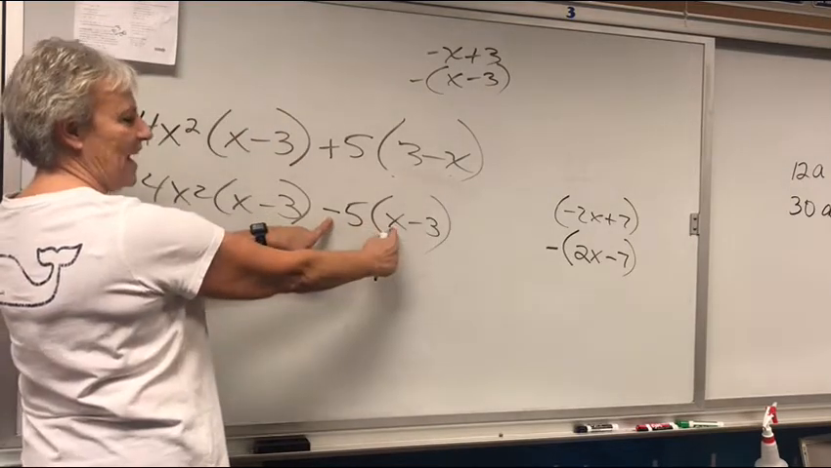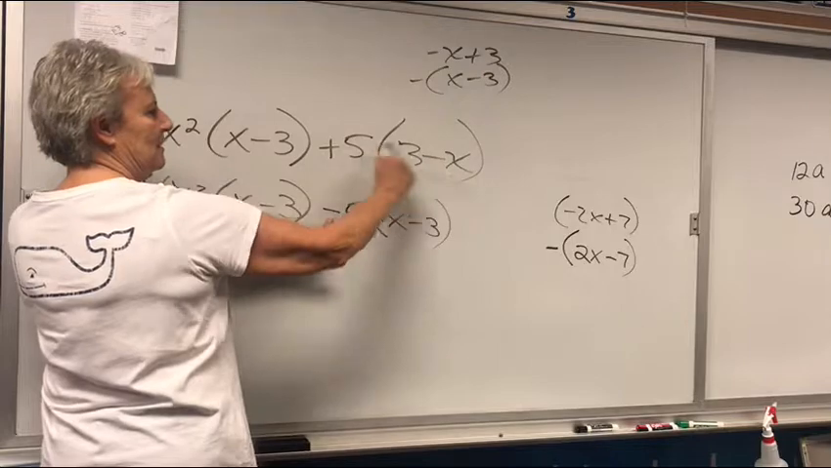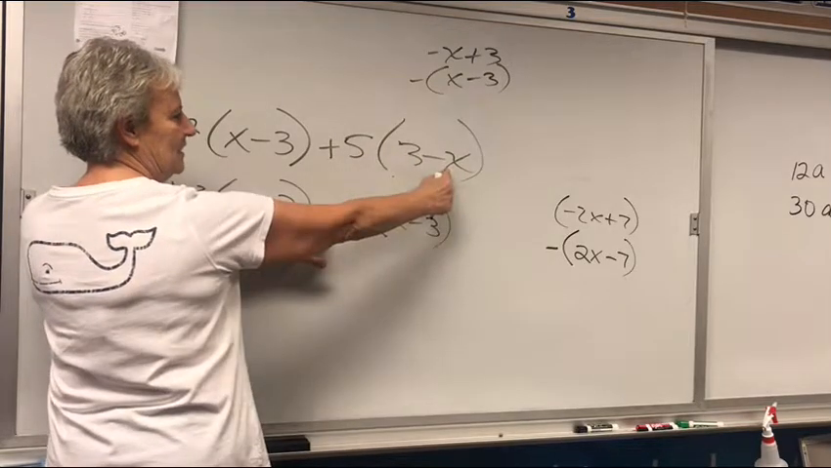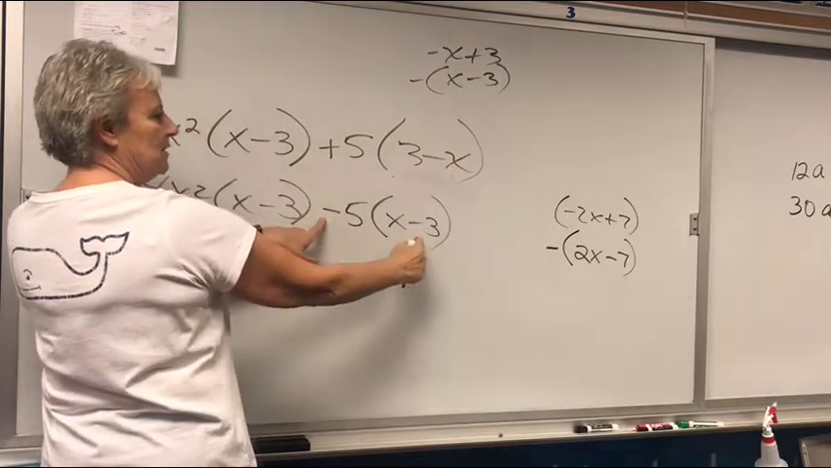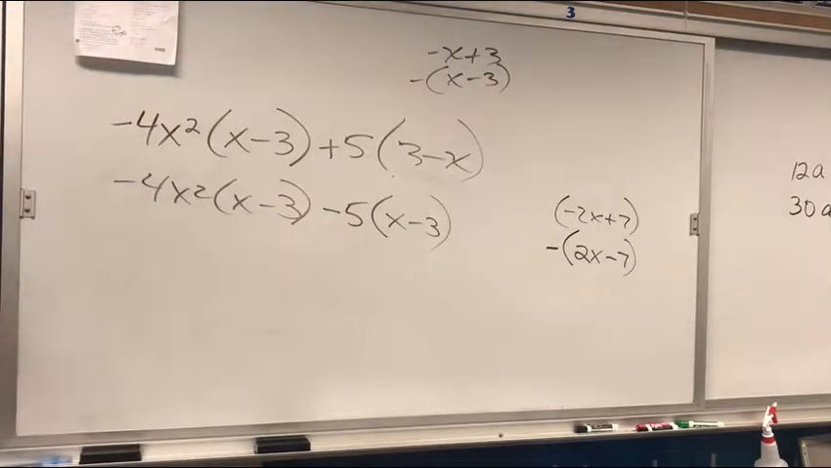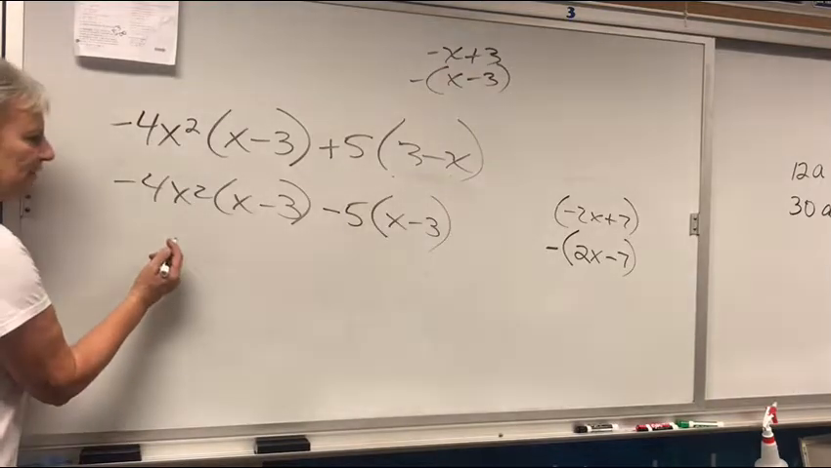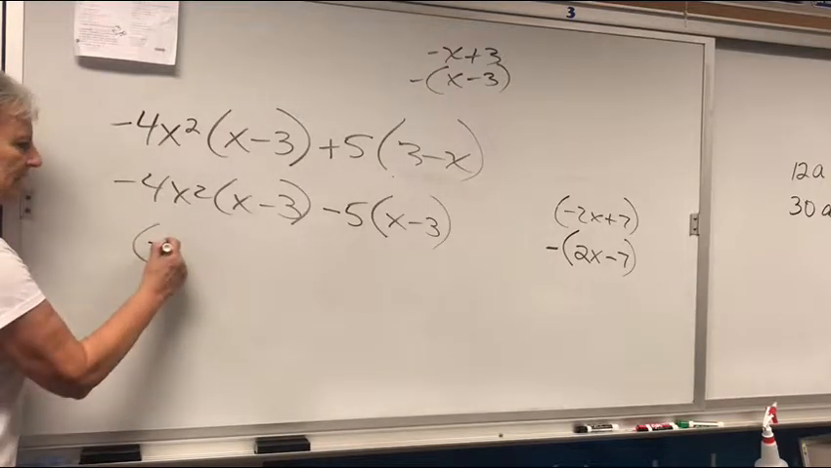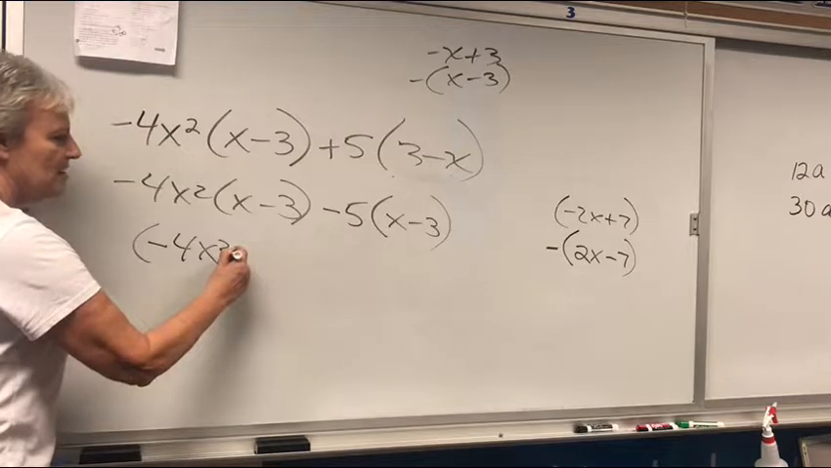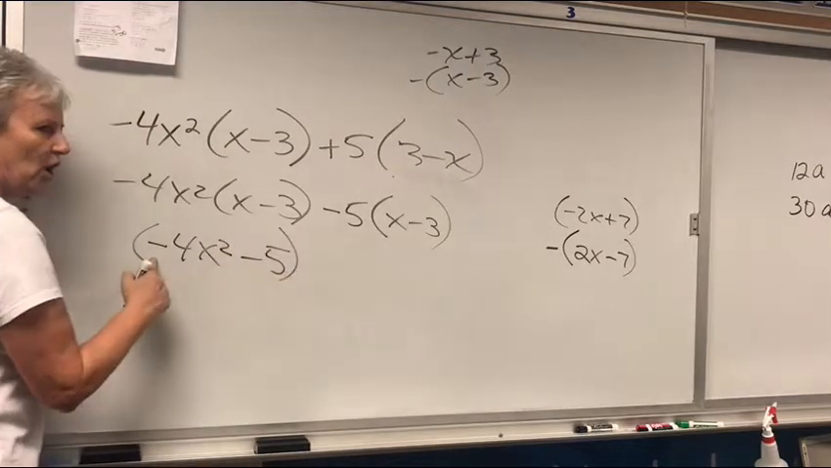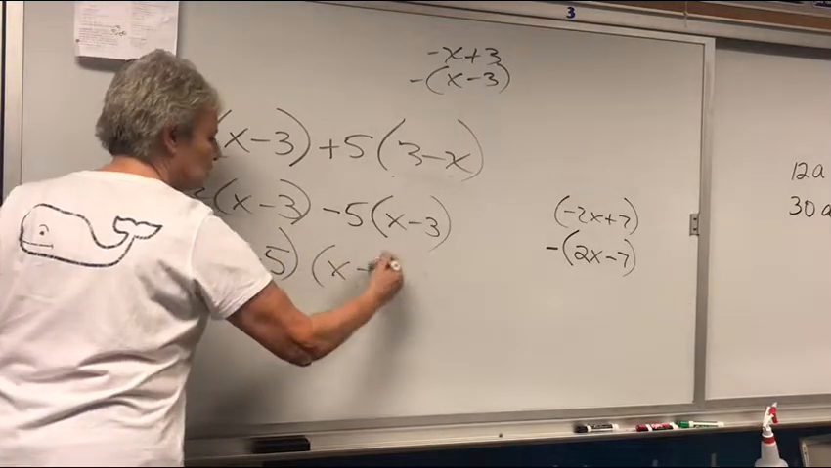Negative 5 times x is negative 5x. Isn't that negative 5x? Yeah. Negative 5 times negative 3 is 15. When you're double checking, you're actually doing it reversed. Okay, so the final answer: negative 4x squared minus 5, x minus 3.